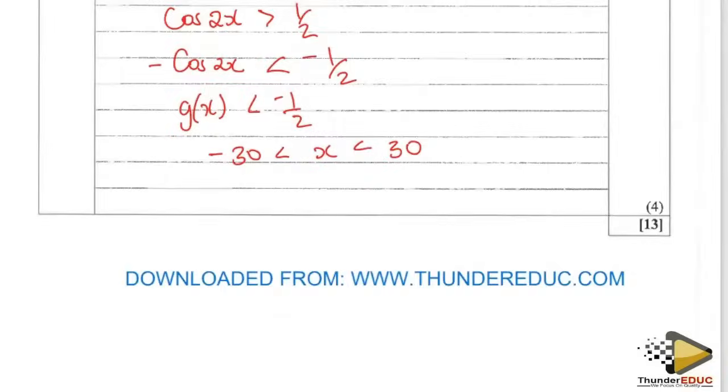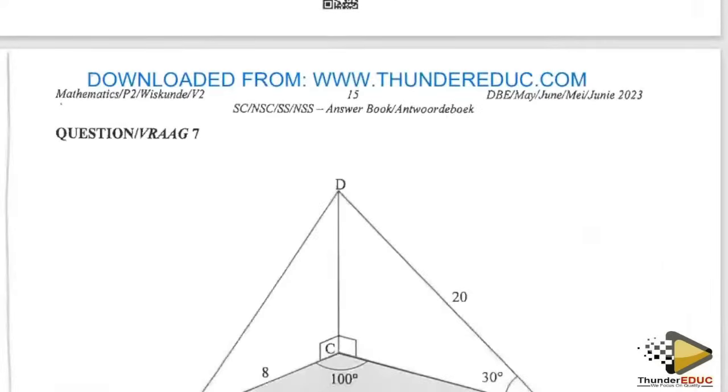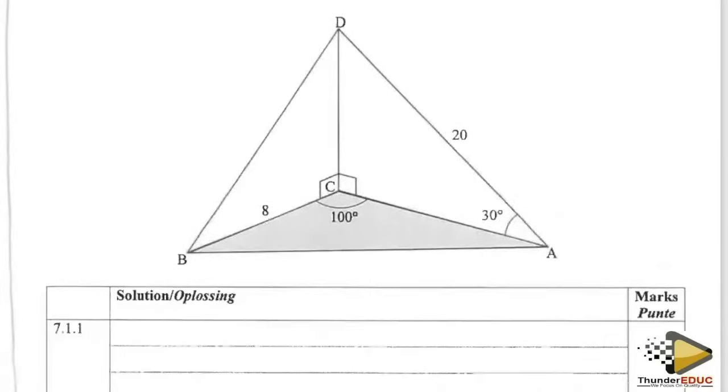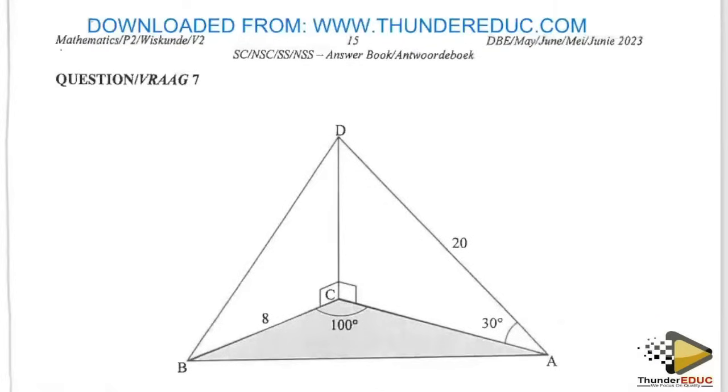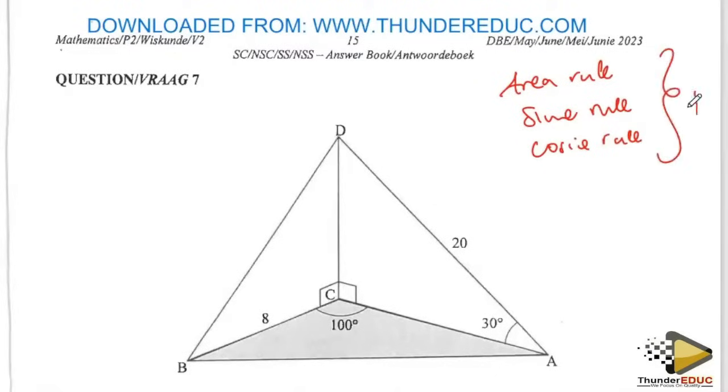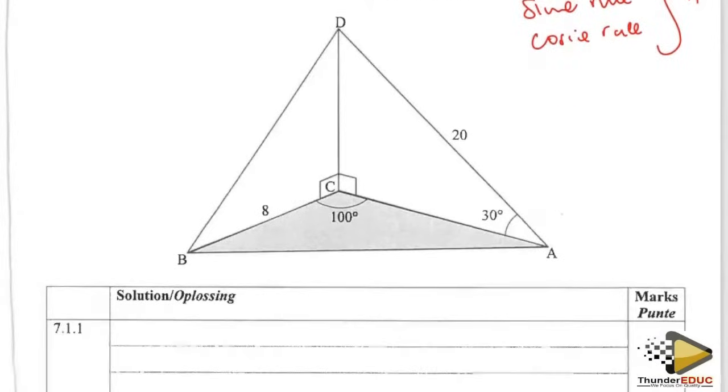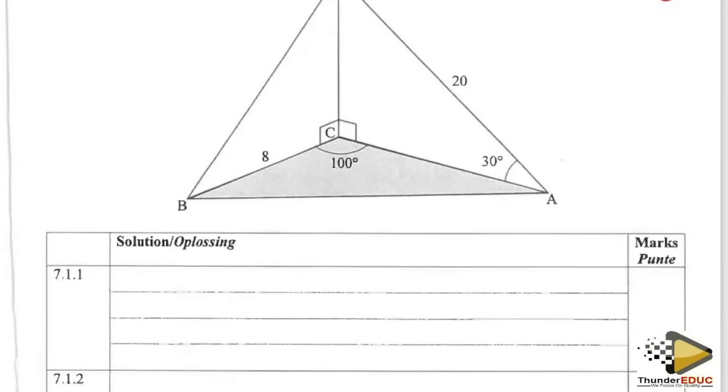Let's go to question number 7, which is the application of trig. In this question, at least we need to know about the area rule. We must know about the sine rule and then the cosine rule. Those are the 3 that govern this question. If we know that and now play around with it, then we're good to go.